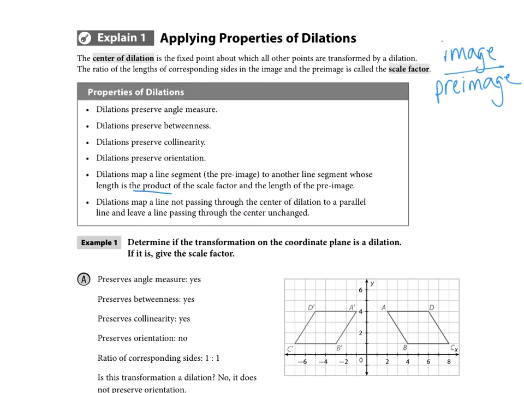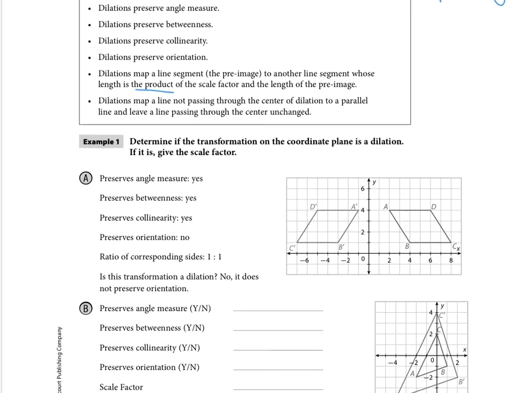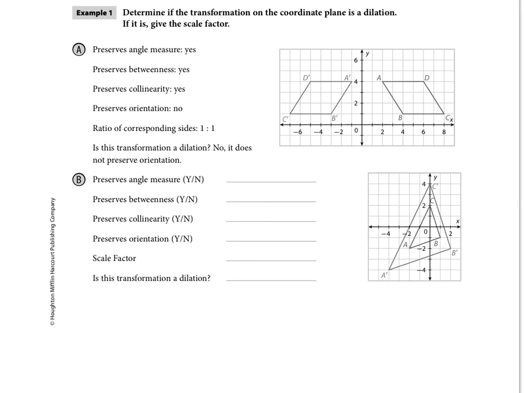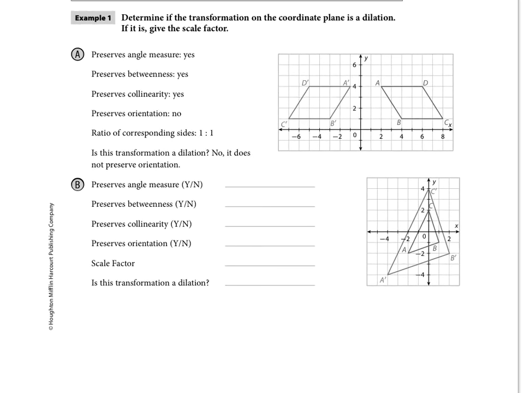1 here. We're going to determine if the transformation on the coordinate plane is a dilation, and if it is, we're going to give the scale factor. So example 1, you can see that we are preserving angle measure. We've got parallelogram over here and parallelogram over here, so yes, angles are staying the same, and you can verify that by putting on a protractor if you want to. Betweenness and collinearity, sure. Preserves orientation, though, we have a big fat no here. So as soon as we get a no, we can actually go straight to a no answer overall. It is not a dilation.